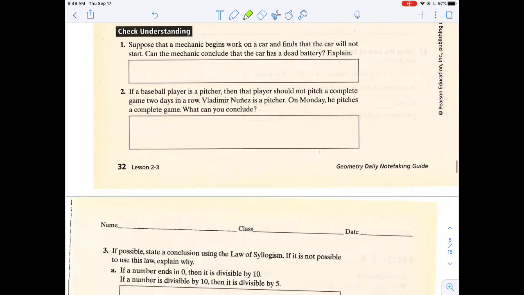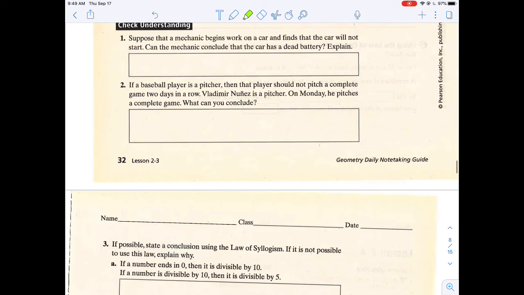Okay, check for understanding. Now it's your turn. Suppose that a mechanic begins to work on a car, finds that it will not start. Can the mechanic conclude that the car has a dead battery? Yes or no, and then explain why. It doesn't have to be a super detailed answer or a super detailed explanation. It just has to explain why you think yes or no.